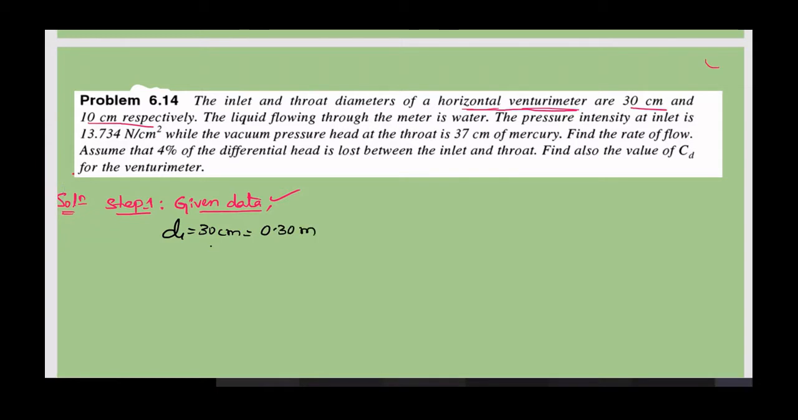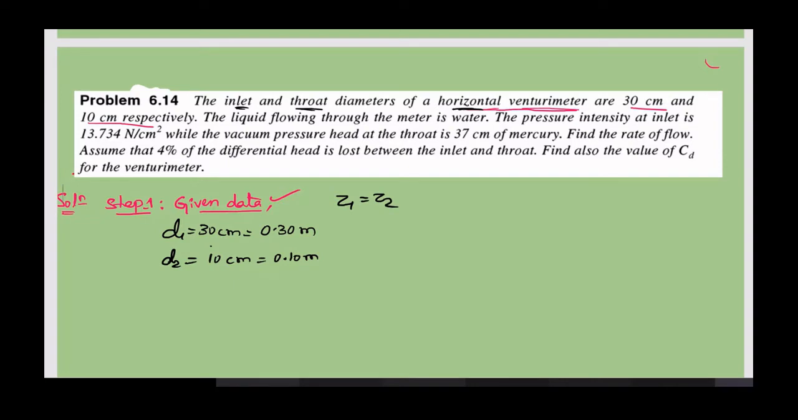And D2, because he has used the words inlet and throat, now it is a venturimeter. It is not a general device used for measuring the discharge. Particularly, he has used inlet and throat. So I will take D1 and D2. That is 10 centimeter, 0.10 meter. And this condition is also important. Horizontal venturimeter is also important. That I will write Z1 is equal to Z2.